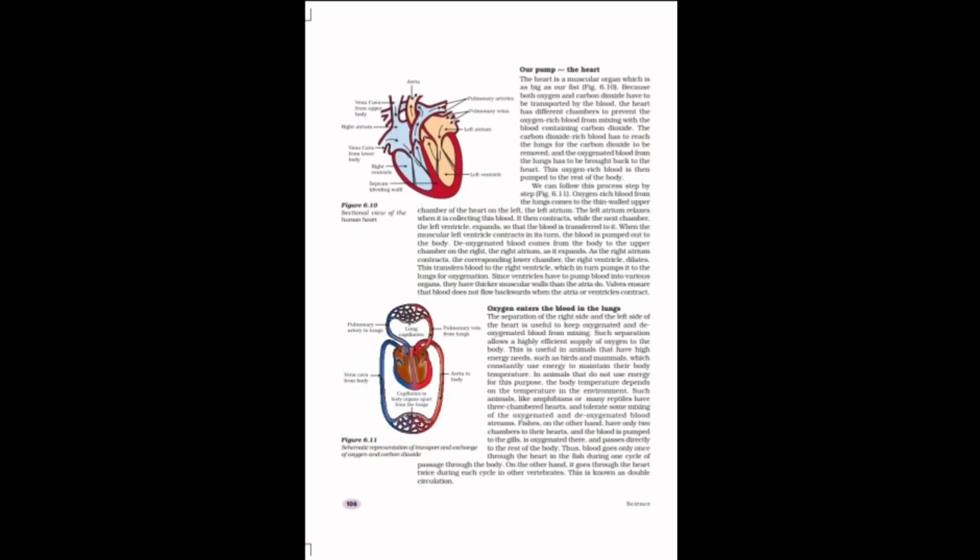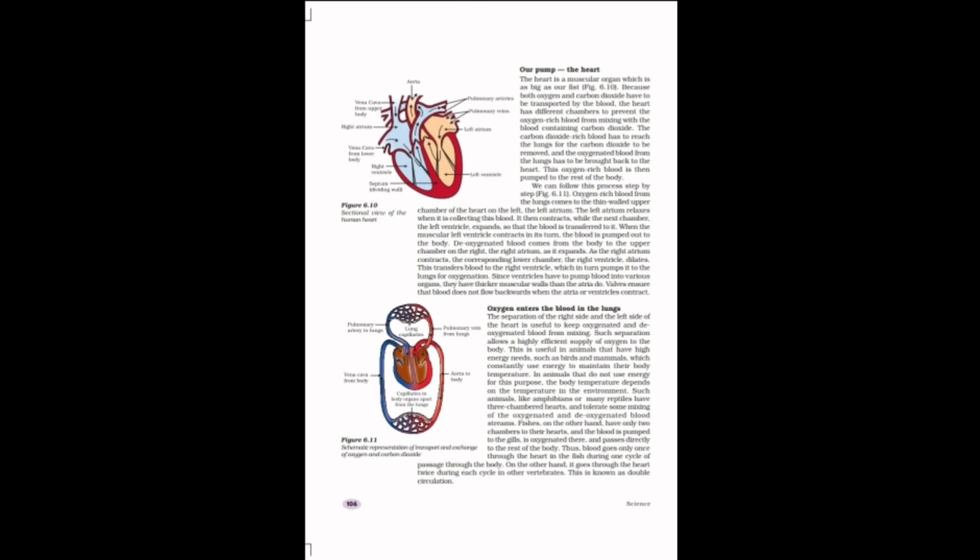Our pump, the heart. The heart is a muscular organ which is as big as our fist. Because both oxygen and carbon dioxide have to be transported by the blood, the heart has different chambers to prevent oxygen-rich blood from mixing with the blood containing carbon dioxide. The carbon dioxide-rich blood has to reach the lungs for the carbon dioxide to be removed, and the oxygenated blood from the lungs has to be brought back to the heart. This oxygen-rich blood is then pumped to the rest of the body. We can follow this process step by step.